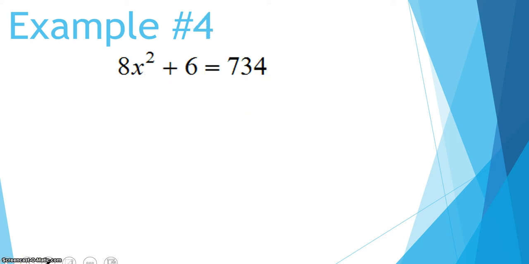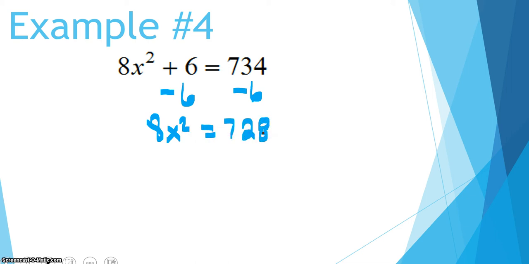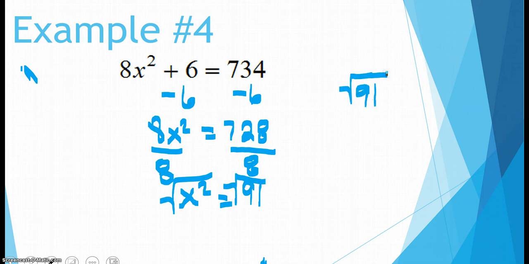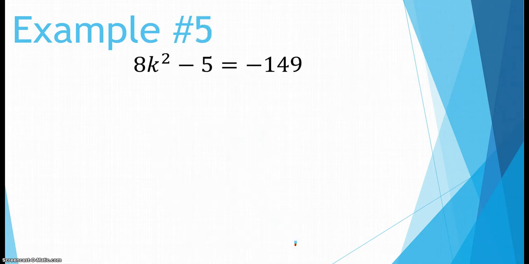Let's do another one. So again, order of operations backwards says I subtract 6 first. So then I have 8x squared is equal to 728. Now I need to divide everything by 8. So I have x squared is equal to 91. When I take the square root of both sides, I need to simplify the square root of 91. But nothing divides into 91, so I'm just left with x is equal to plus or minus the square root of 91.